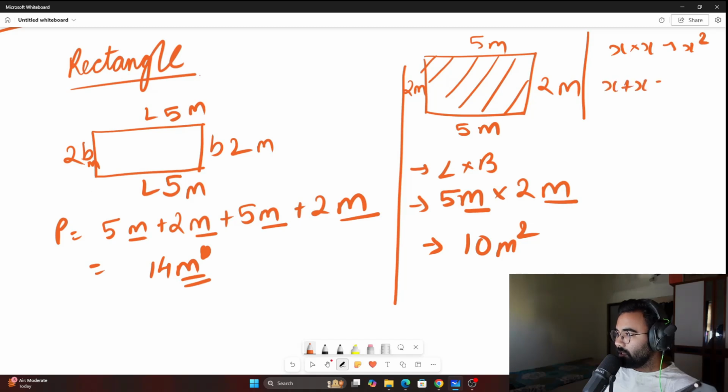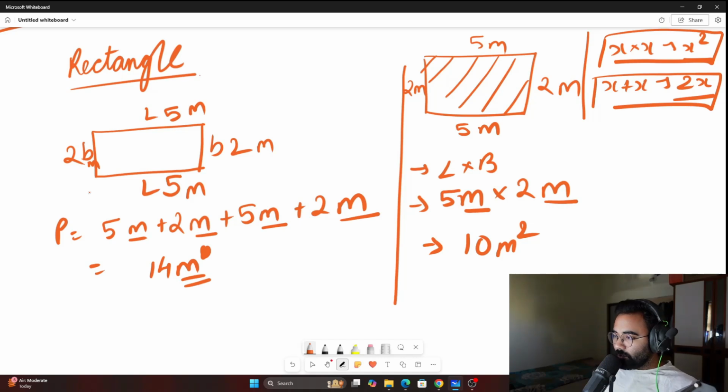All right, so right now x multiplied by x gives you x square. x plus x gives only 2x. So you understand the difference. This is perimeter and this is area. So whenever you write, area is always written in square. Meter multiplied by meter is meter square. 5 multiplied by 2 is 10.